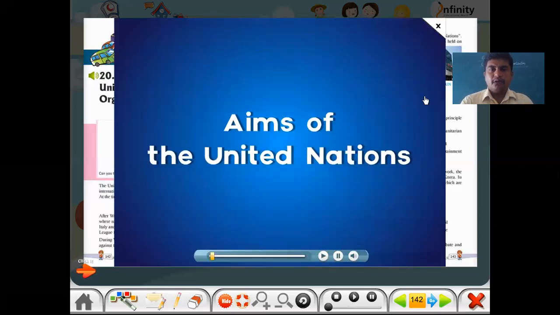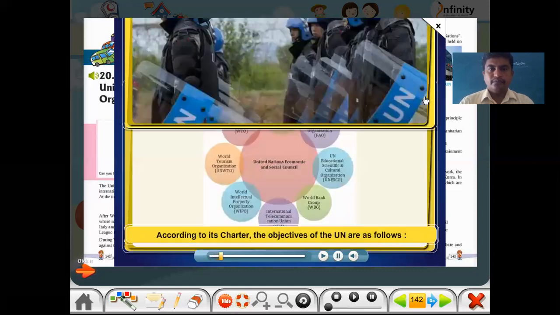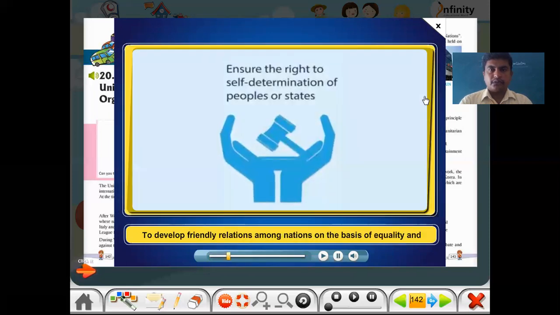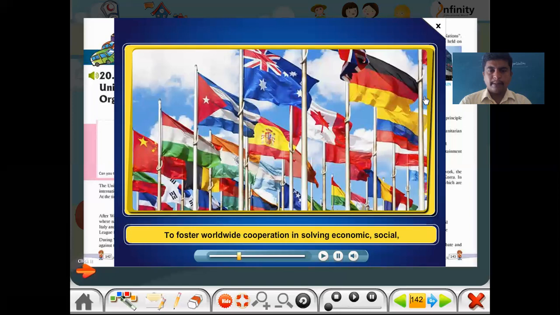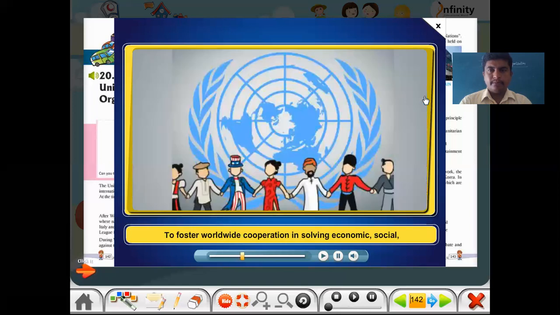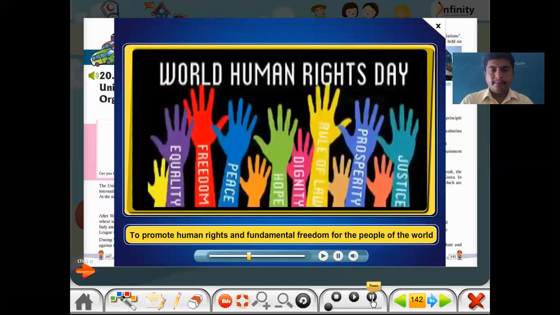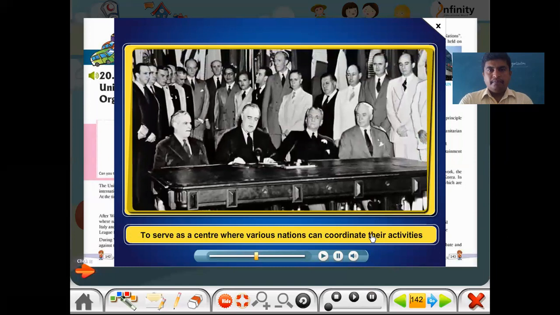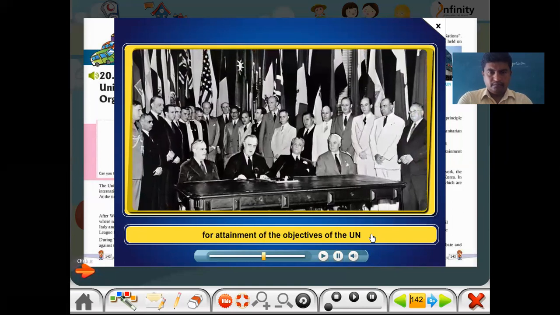Aims of the United Nations. According to its charter, the objectives of the UN are as follows: to maintain international peace and security, to develop friendly relations among nations on the basis of equality and the principle of self-determination, to foster worldwide cooperation in solving economic, social, cultural, and humanitarian problems, to promote human rights and fundamental freedom for the people of the world, to serve as a center where various nations can coordinate their activities for attainment of the objectives of the UN.